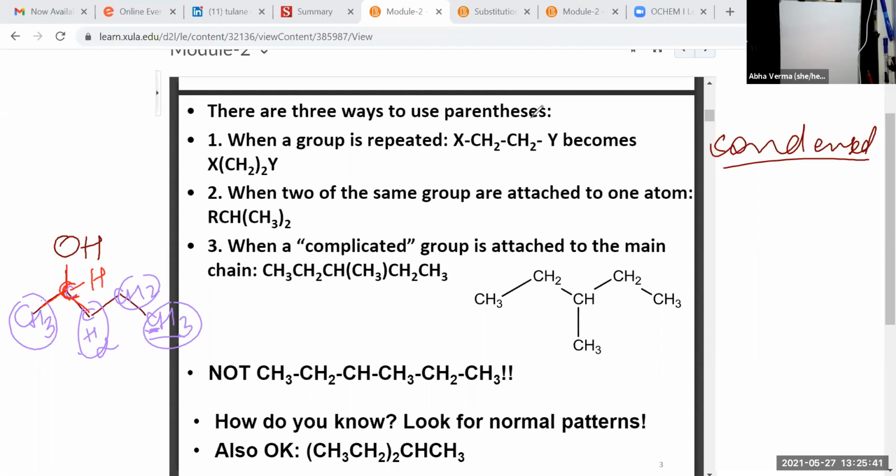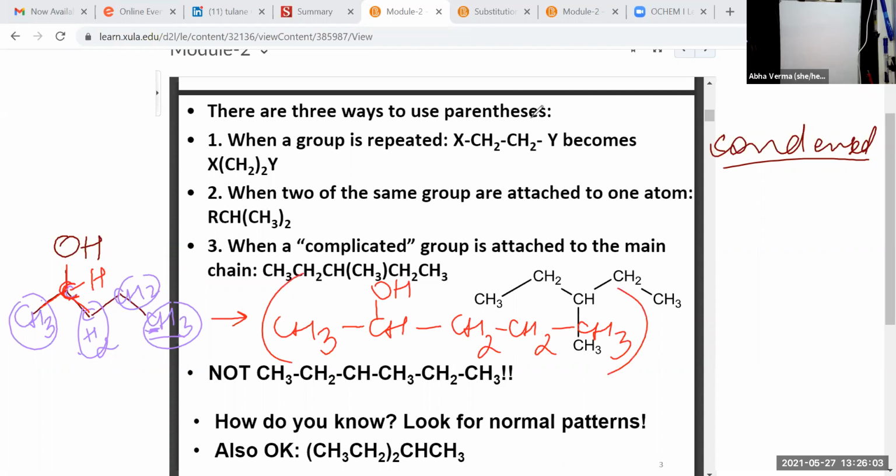Now I can see better before I write my condensed structure. I will again rewrite it without bonds. Let's do that. CH, OH, CH2, CH2, CH3. Now this is something that I have to show in my work.